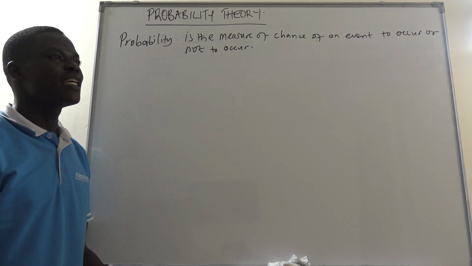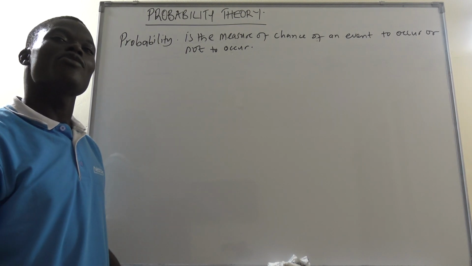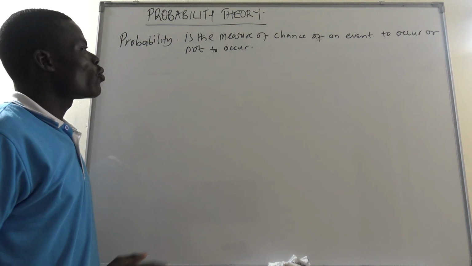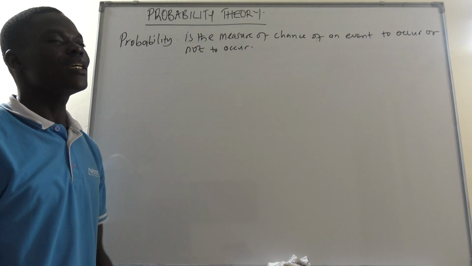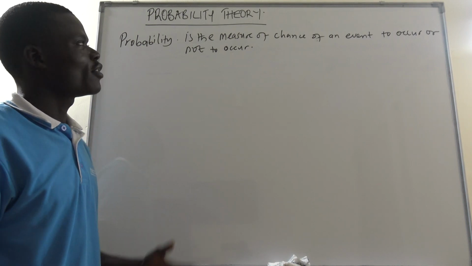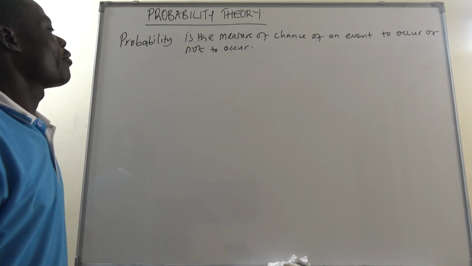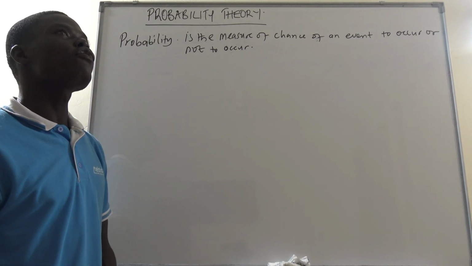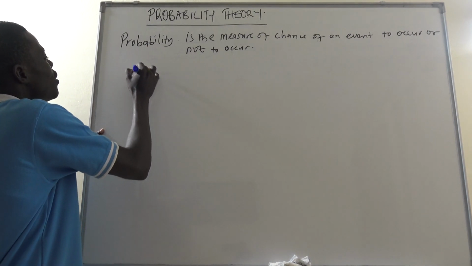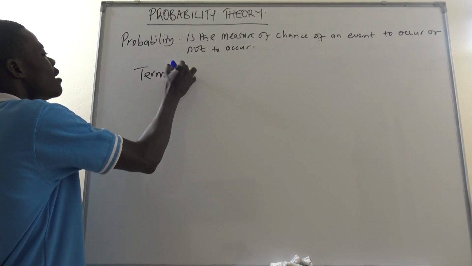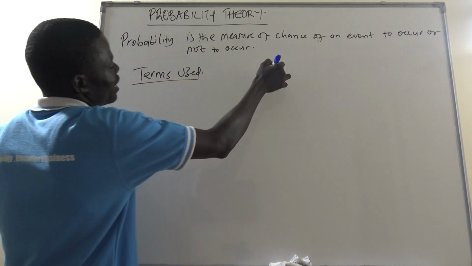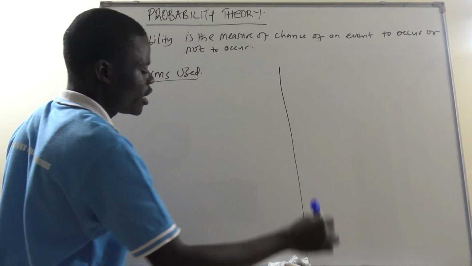So we may say that tomorrow it will rain, but there is also another possibility that tomorrow it won't rain. So out of those two, what is the probability that tomorrow it will rain? So what is the chance that tomorrow it will rain? That's the meaning of the word probability. But before we go further, there are terms we are going to use under this topic. That is the terms used.